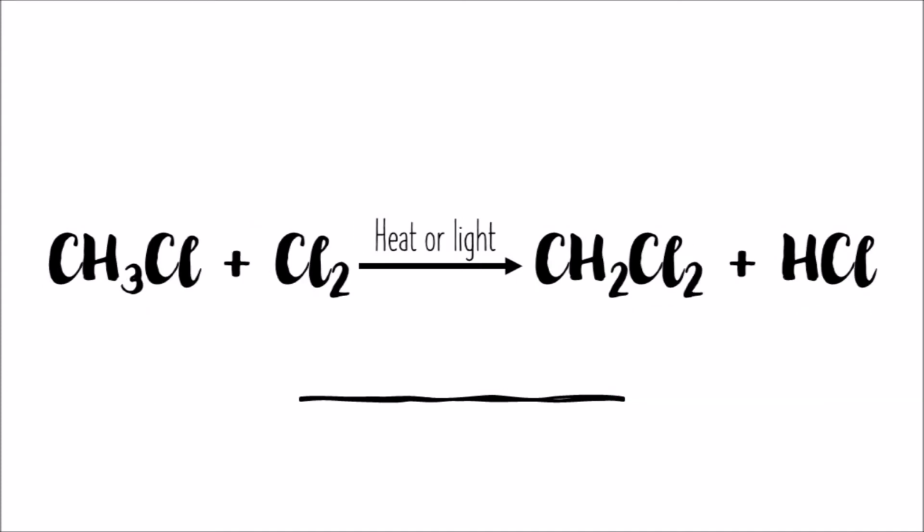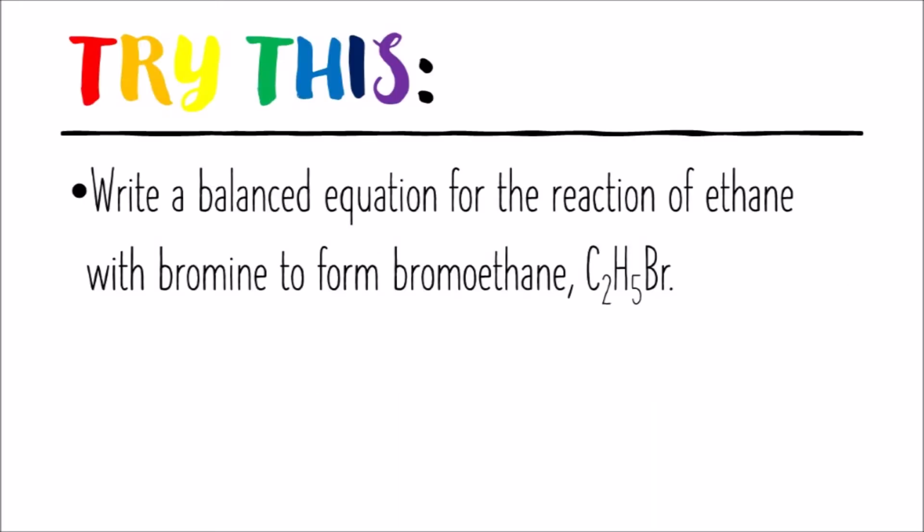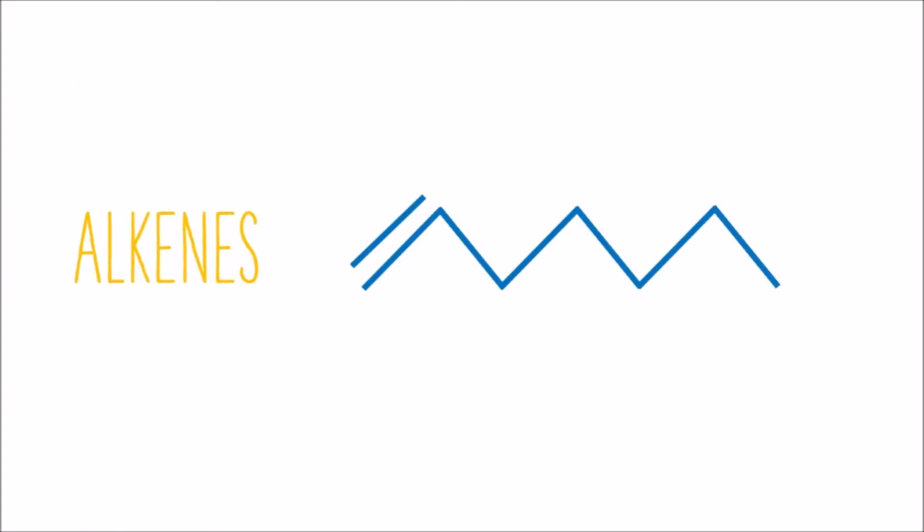Now we let chloromethane react with more chlorine, and the products are dichloromethane and hydrogen chloride. Another double replacement reaction has taken place. Now pause the video and try solving this problem. Now we'll go to alkenes.